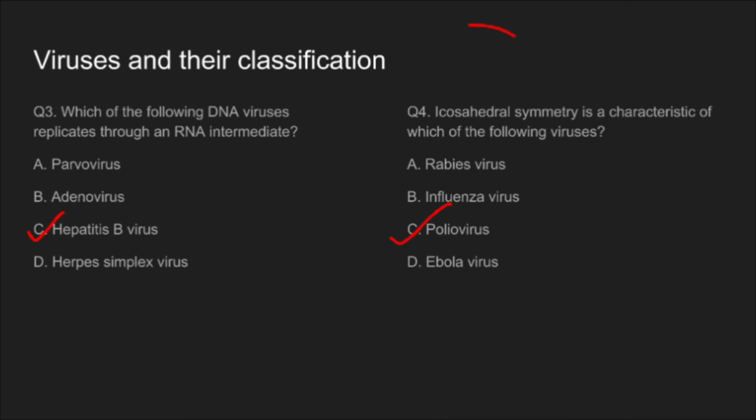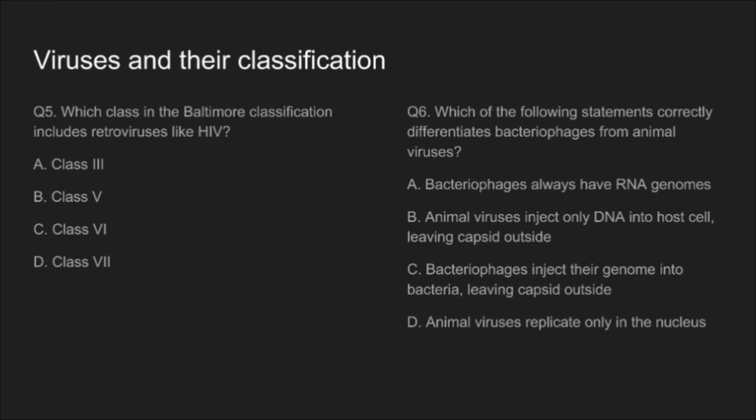Now next is question 5. Which class in Baltimore classification includes retroviruses like HIV? Your options are A. class 3, B. class 5, C. class 6, and D. class 7. The correct answer is option C, class 6. Retroviruses are class 6 viruses and they have a single-stranded positive sense RNA genome that replicates via a DNA intermediate using reverse transcriptase.